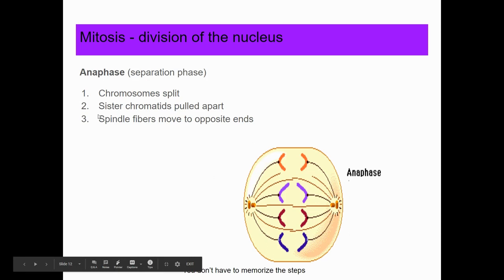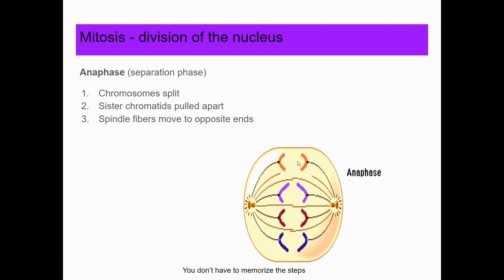So, chromosome split. Sister chromatids are pulled apart. It was a chromosome when it was in the middle. Now that they've split, they're each called sister chromatids. So this is a sister chromatid. This is a sister chromatid. Spindle fibers move to the opposite end, so they're pulling them down over here.